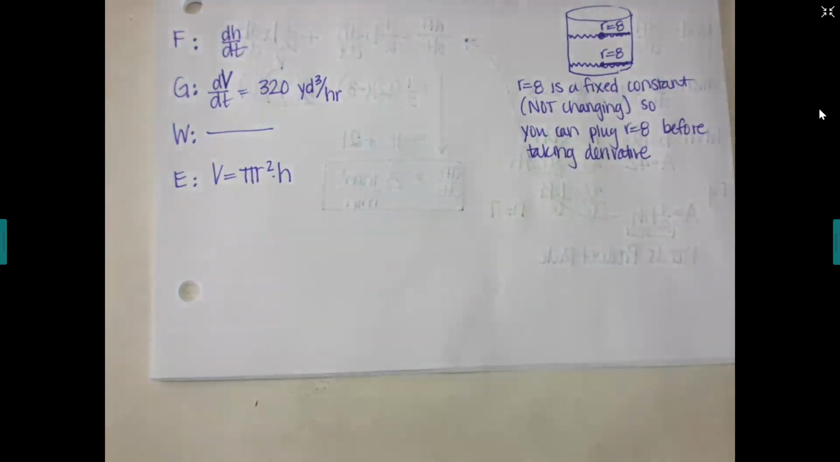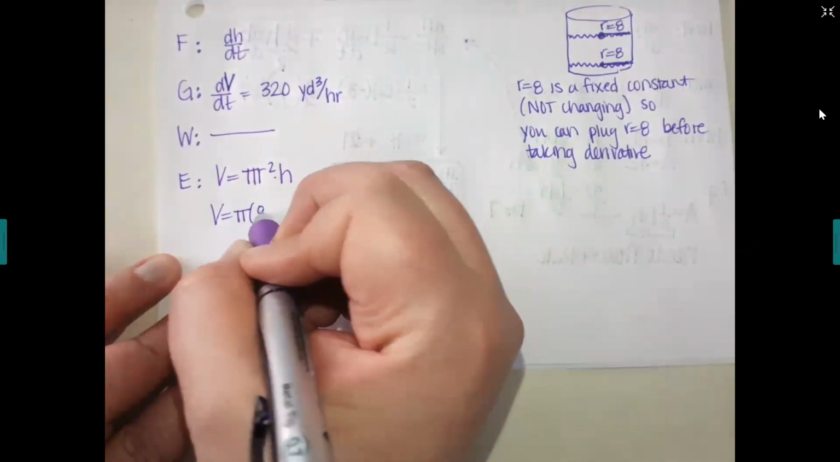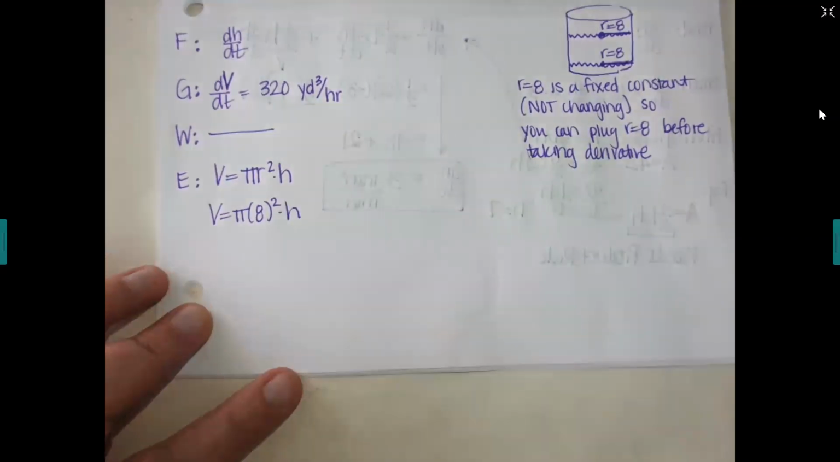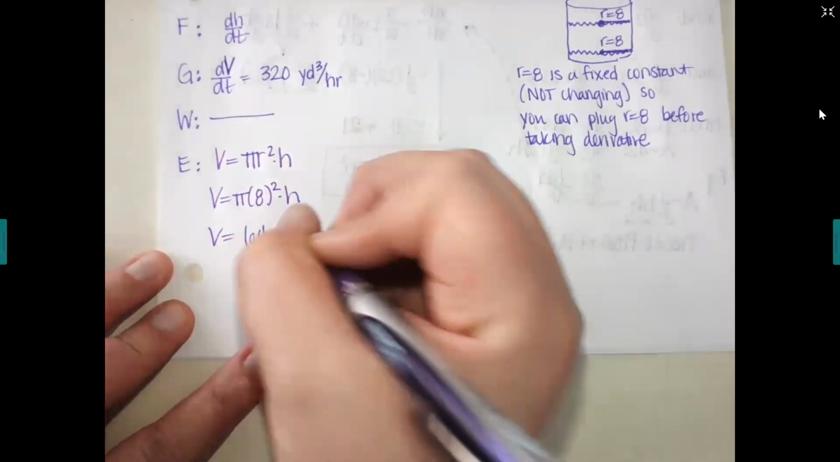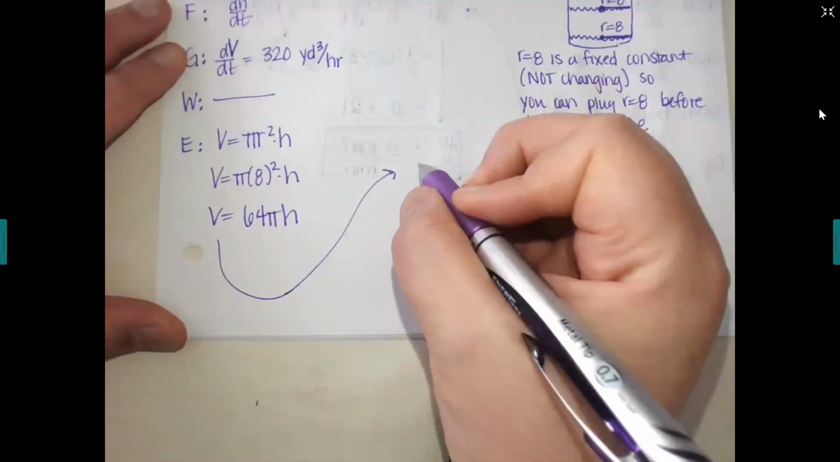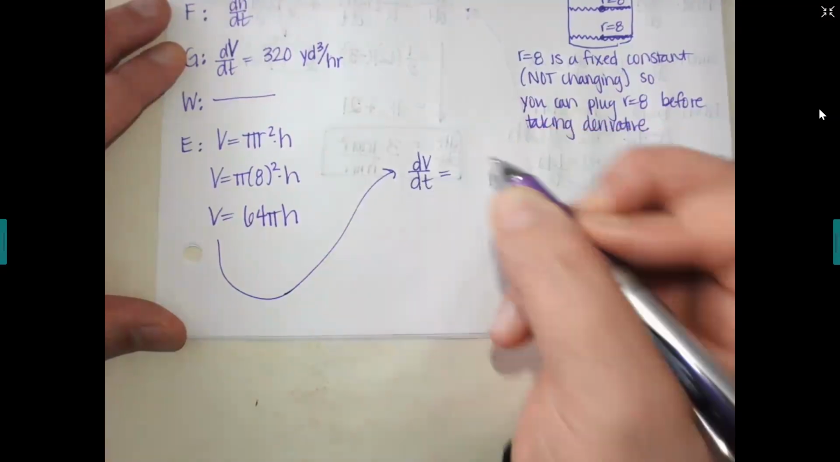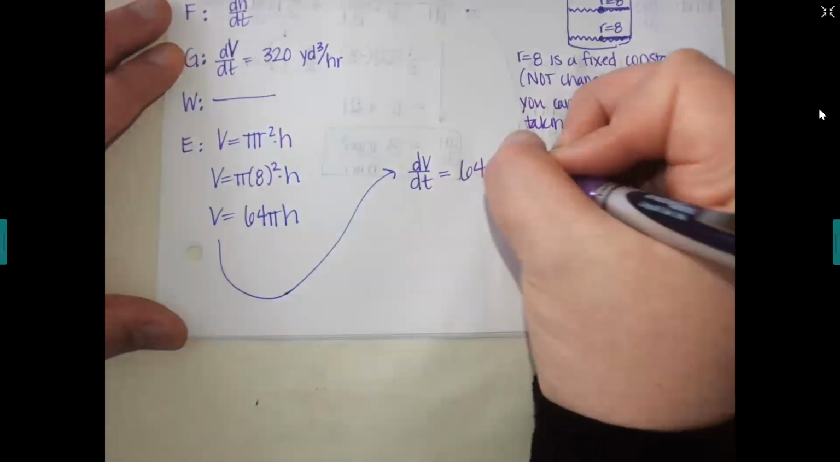So here's what's gonna happen to my V equals pi r squared h. Now it's gonna be pi 8 squared h. And what is 8 squared? So volume is 64 pi h. And now, when I take the derivative, am I gonna still need product rule? No, because the only letter left now is just an h. So what is the derivative of V gonna be called? dV/dt. What is the derivative of 64 pi h? 64 pi dh/dt.